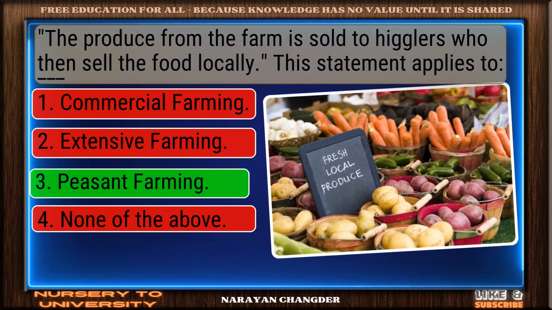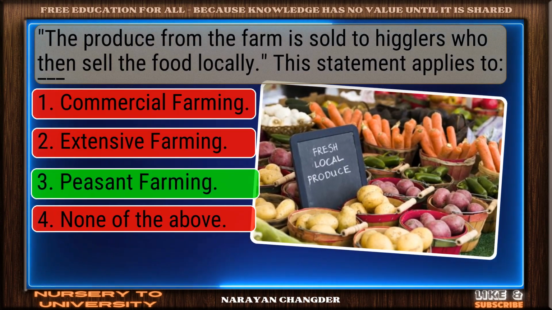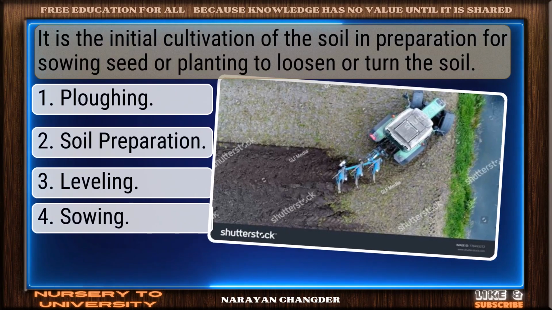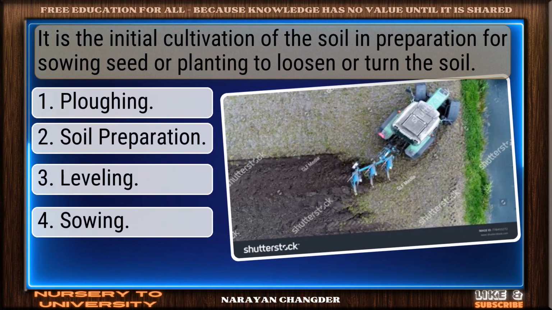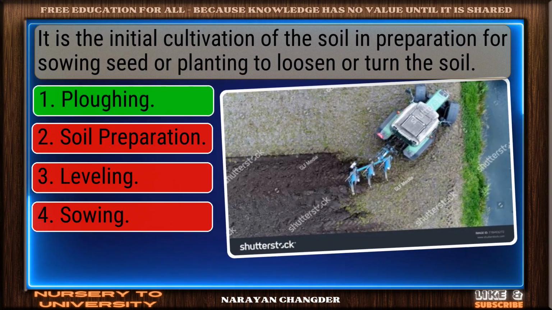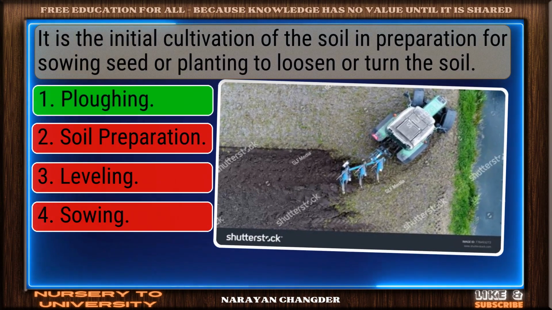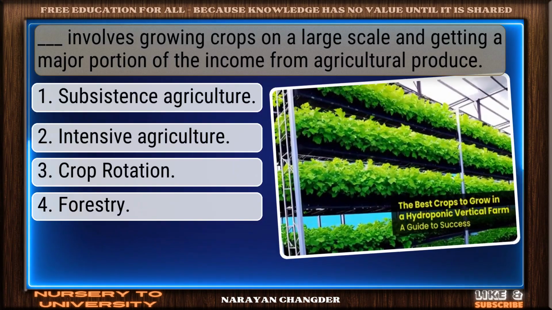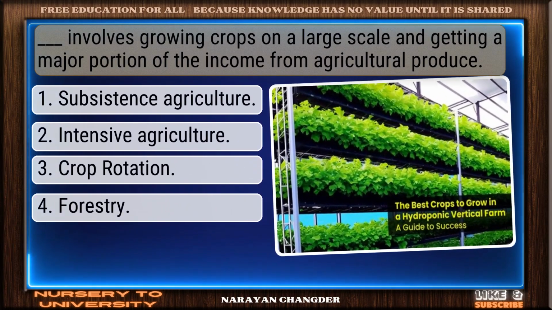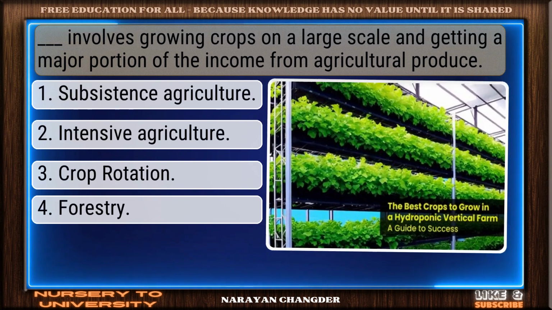Great thinking. Peasant farming is right. It is the initial cultivation of the soil in preparation for sowing seed or planting to loosen or turn the soil. Right again. Ploughing is valid. Dash involves growing crops on a large scale and getting a major portion of the income from agricultural produce.